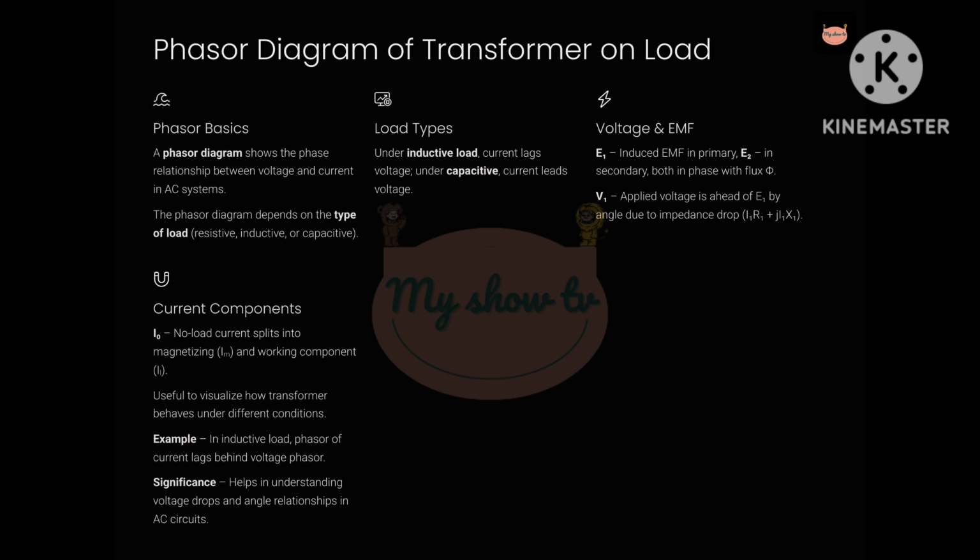3. On load, current increases and the total current becomes I1, and due to impedance R1 and X1, the applied voltage V1 is ahead of E1. 4. The angle between voltage and current shows power factor, lagging for inductive loads, leading for capacitive loads. Example, if current lags voltage by 30 degrees, it indicates an inductive load and power factor is cos 30 degrees, approximately equals 0.866. Significance: helps engineers predict the performance and design of transformers under various load conditions.